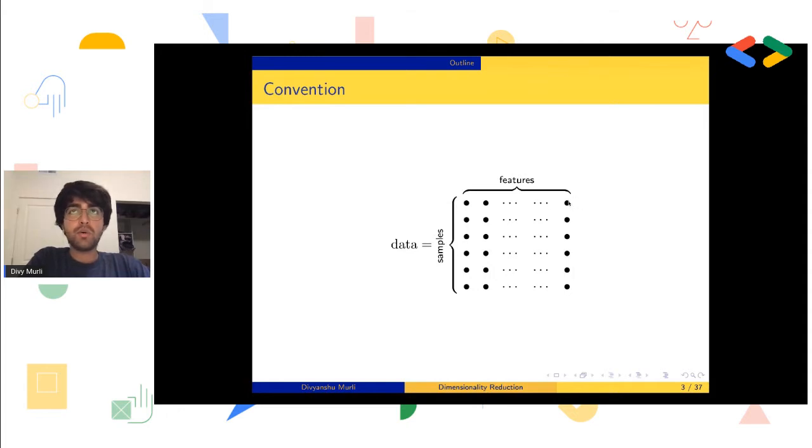And so we have some set of features, and we draw samples, and this forms this data matrix, and this is the tabular convention that we'll be looking at, and I'll give examples of what this might look like later on in this presentation.